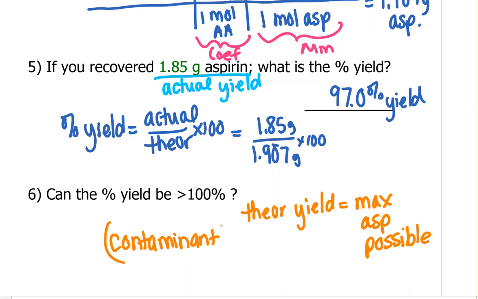In other words, you're not weighing just pure aspirin for your actual yield. The most common contaminant in this experiment is to have water left in your aspirin because we don't get it totally dry with the way we do it.